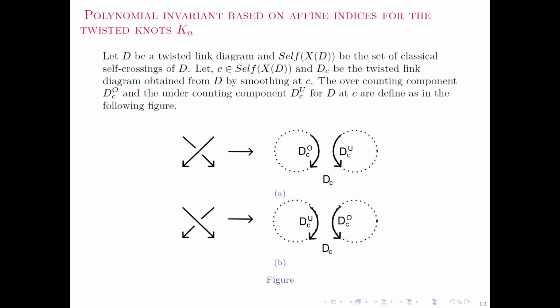Next, this is one invariant I want to mention. This is work by Naoko Kamada. I'll just explain what is happening here. Start with a twisted link diagram. Take any self-crossing. You smooth it. You get two components, an over component and an under component. Now for each component, we will compute two values.